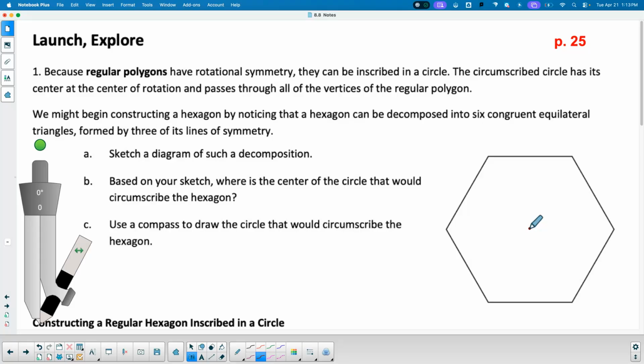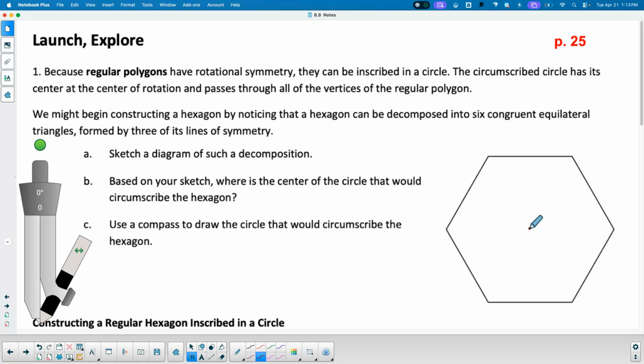Okay? The circumscribed circle has its center at the center of rotation. Actually, no, that would be the circumscribed. Inscribed circle would be, it goes inside, in for inscribed. Sorry, I got that wrong. I went circumscribed, inscribed. It really doesn't matter. Truthfully, it doesn't matter if you're putting the circle inside or if you're putting the circle outside. It just matters how big your radius is. Okay? Center is the same. Okay?